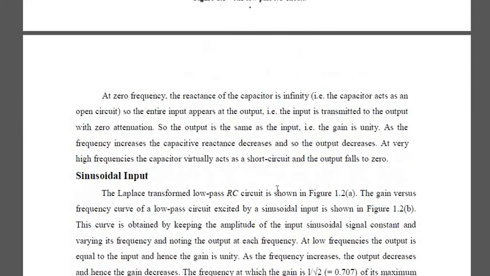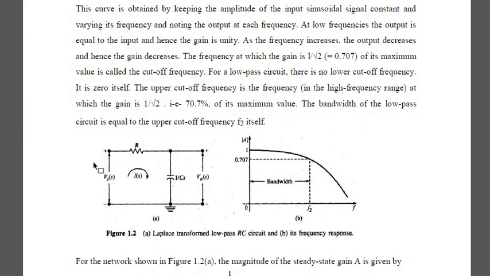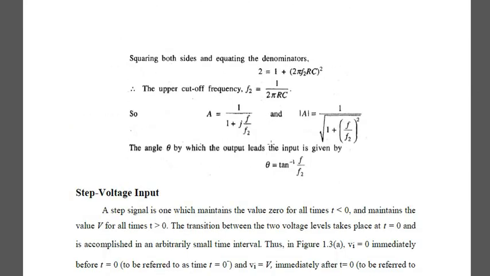This was the sinusoidal signal. Because there is no lower cutoff region, and the output is completely going down to 0, the output will be 0. The upper cutoff frequency will be at 0.707. And the last equation, which is very important: the gain is given as A equals 1 by under root of 1 plus (f by f2) whole squared, and the angle theta by which the output leads the input is given as tan inverse of f by f2.